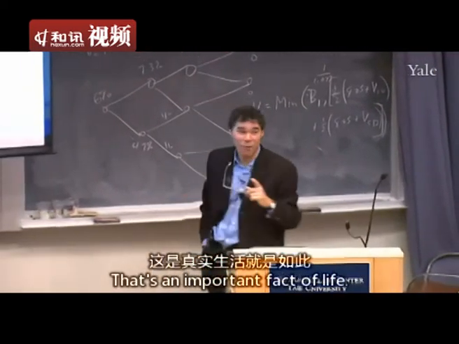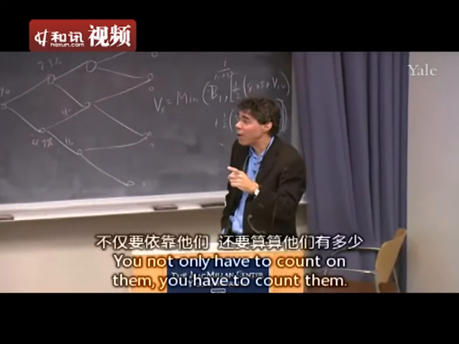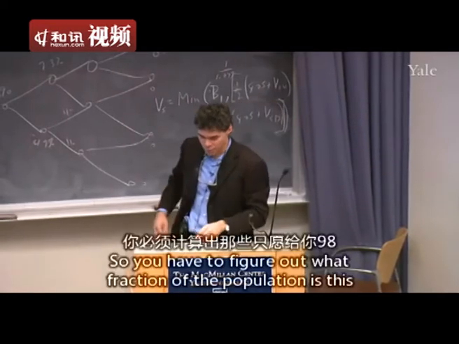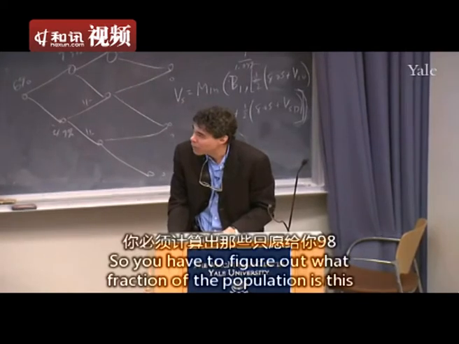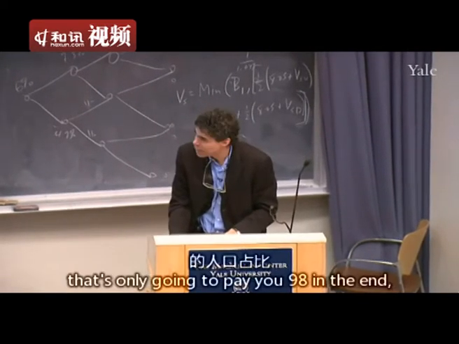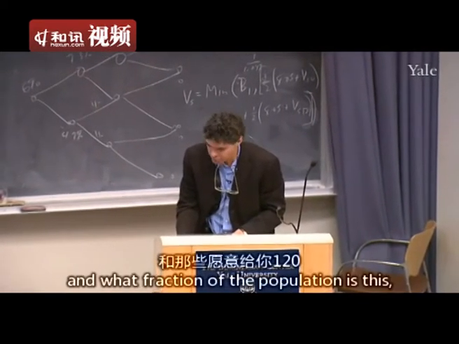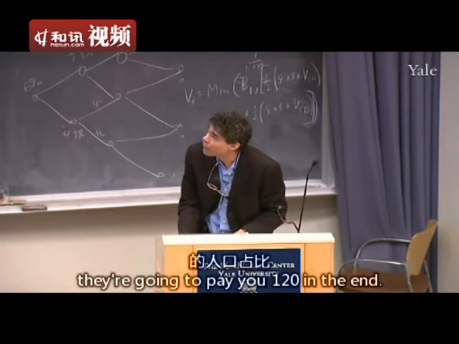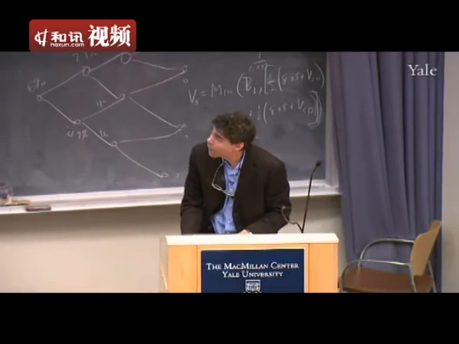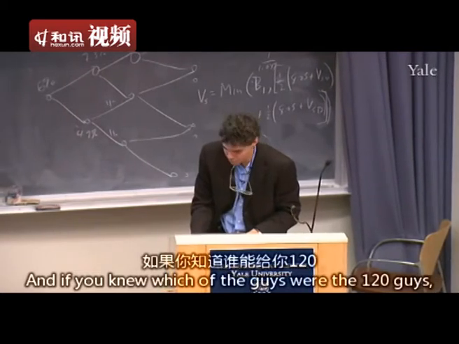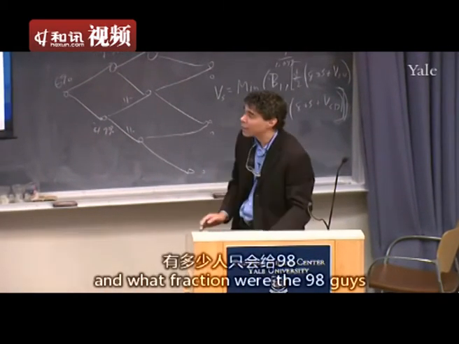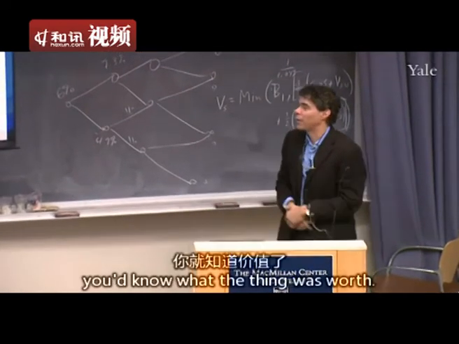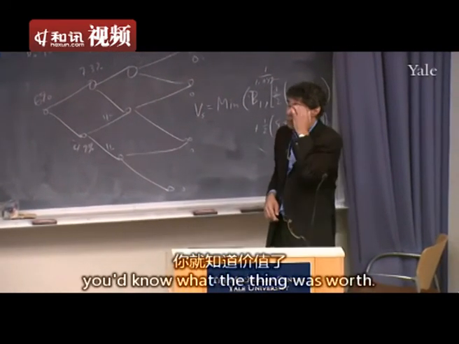So that's an important fact of life. You not only have to count on them, you have to count them. So you have to figure out what fraction of the population is this. It's going to only pay you 98 in the end. And what fraction of the population is this? They're going to pay you 120 in the end. Okay, and if you knew what fraction were the 120 guys, and what fraction of the 98 guys, you'd know what the thing was worth.